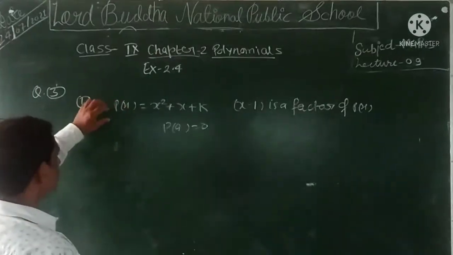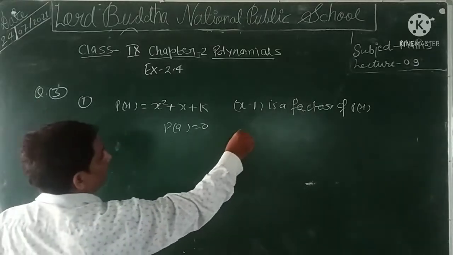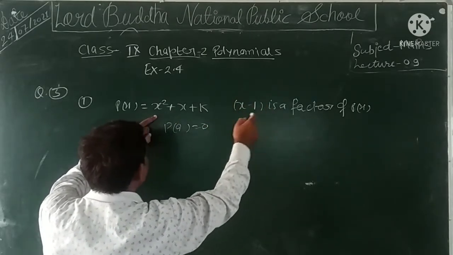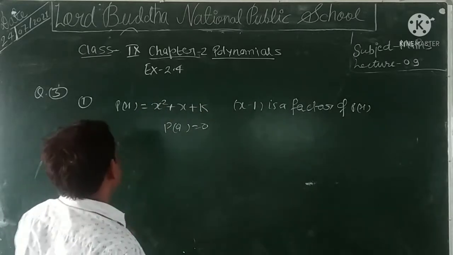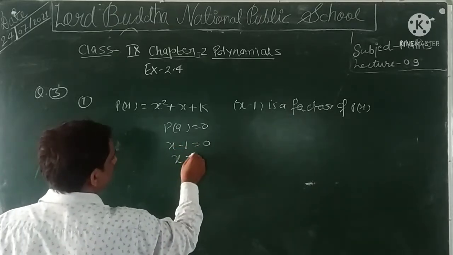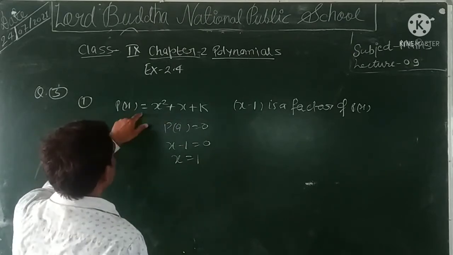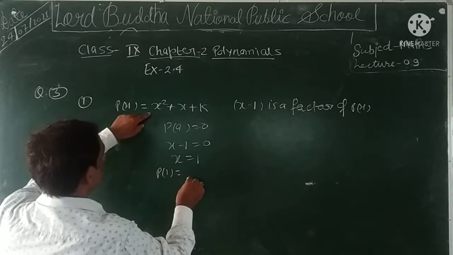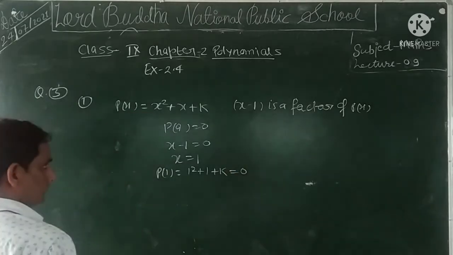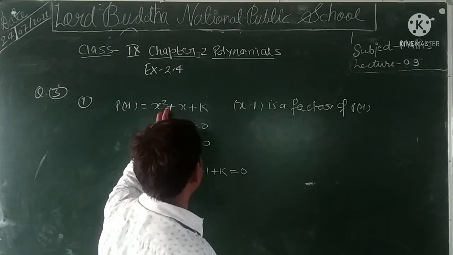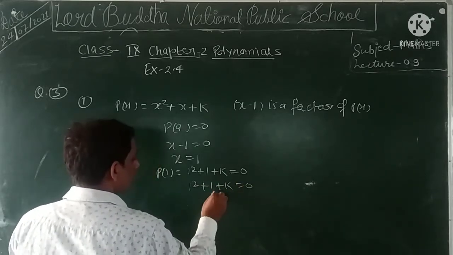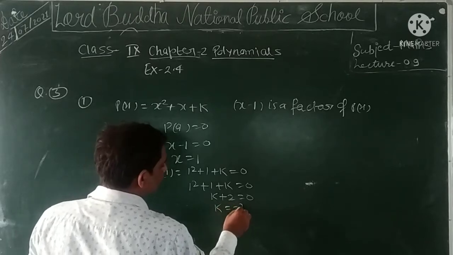It means that when this polynomial is divided by x minus 1, the remainder will be equal to 0. First of all, we equate x minus 1 with 0, so x equals 1. Now we put 1 in place of x in this polynomial. p(1) equals 1 square plus 1 plus k equals 0, because x minus 1 is a factor of this polynomial, hence the remainder will be 0. Now 1 square plus 1 plus k equals 0, k plus 2 equals 0, k equals minus 2.